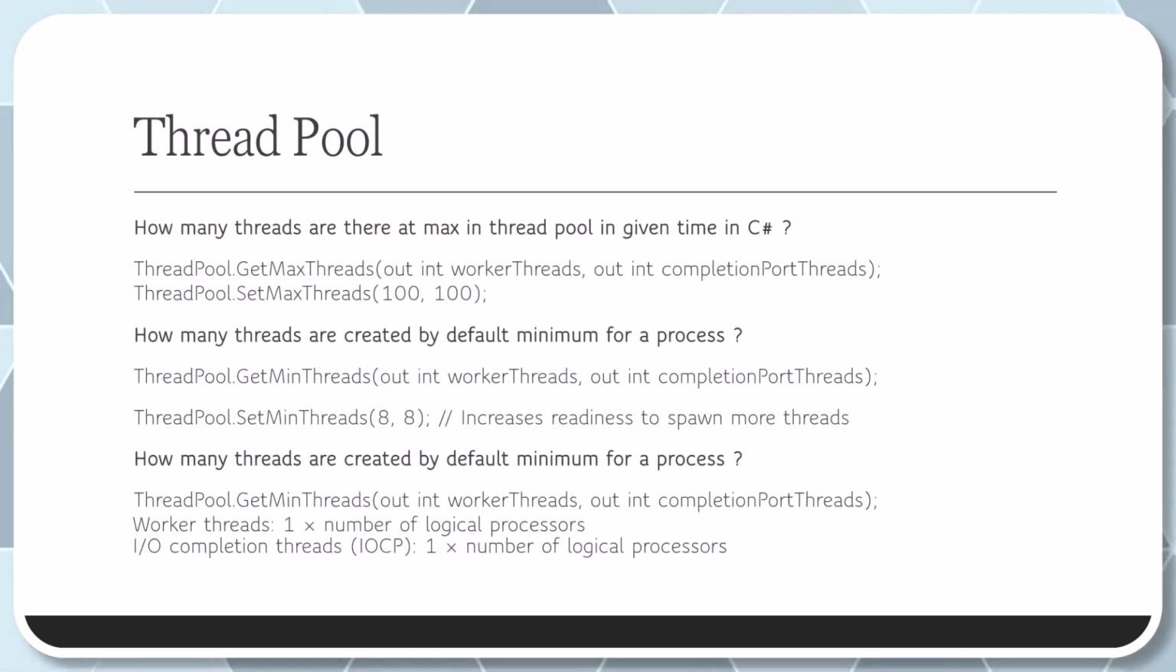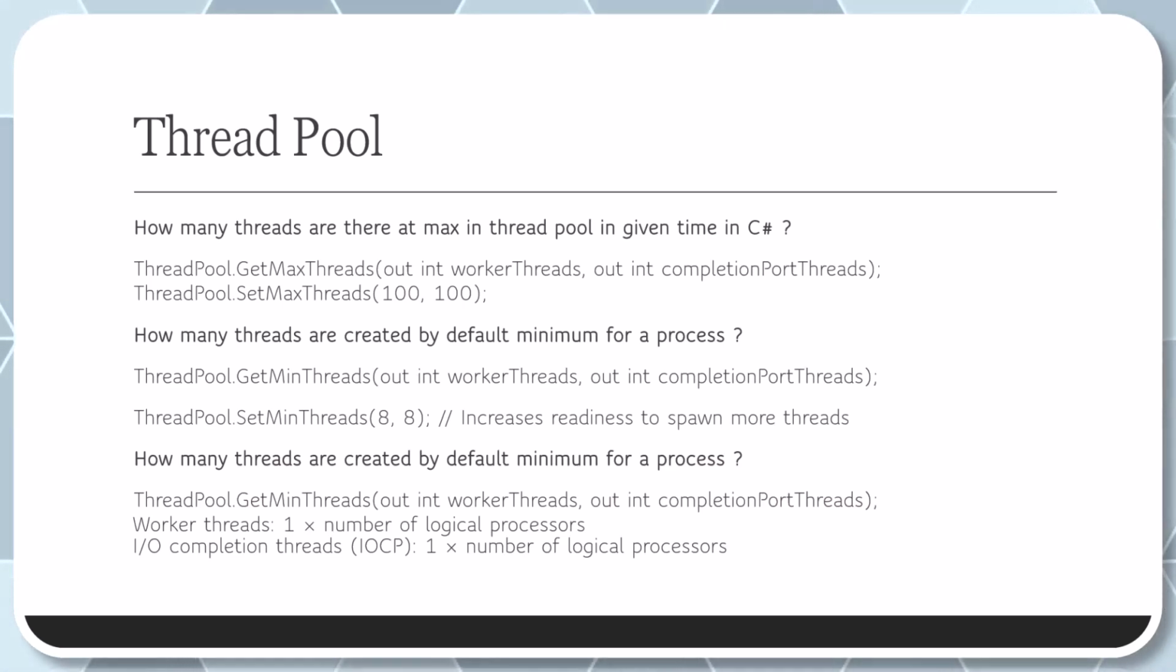There would be a lot of questions which may arise in your head, like how many threads are there at max in the thread pool at a given time in C#. There is a method ThreadPool.GetMaxThreads. If we run this, we get roughly, mostly around 32,000 plus threads available at maximum. You can set it as well using SetMaxThreads, but it is not advisable to do so.